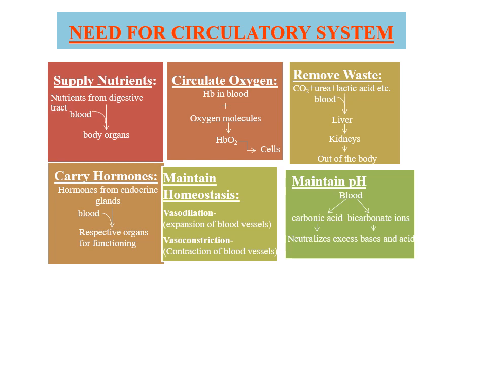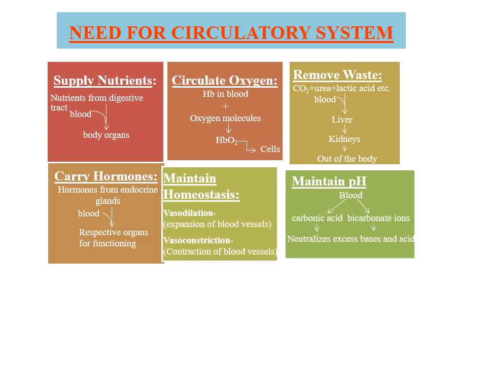Fourth function is to carry hormones. Hormones are secreted by our endocrine glands and are carried via blood to their respective organs for functioning. Fifth function is to maintain homeostasis. Blood regulates the body temperature by releasing or conserving the warmth in our body. This is achieved by vasodilation. Vasodilation means expansion of blood vessels so as to release excess heat out of the body. Vaso means vessels and dilation means expansion. So, expansion of blood vessels. And by vasoconstriction. This is contraction of blood vessels to conserve heat in the body.